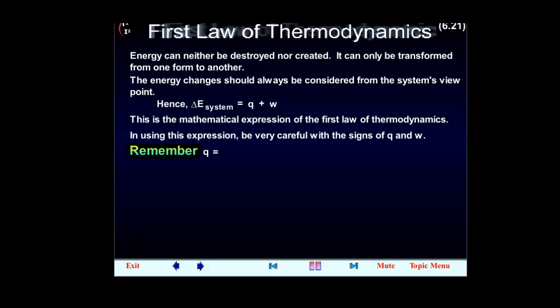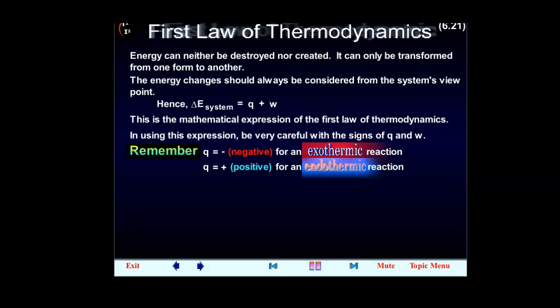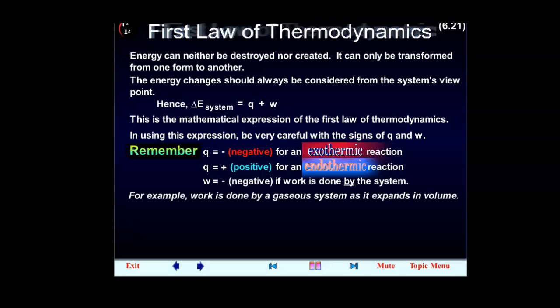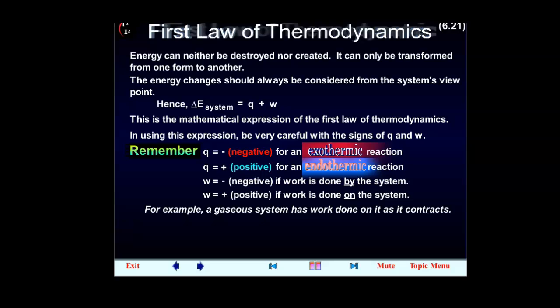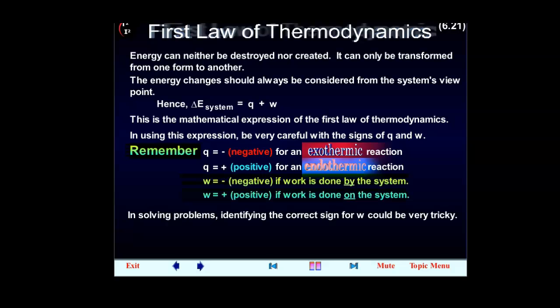Remember, Q equals negative for an exothermic reaction. This means heat is evolved or released. Q equals positive for an endothermic reaction. This means heat is absorbed. W equals negative if work is done by the system. W equals positive if work is done on the system. In solving problems, identifying the correct sign for W could be very tricky.